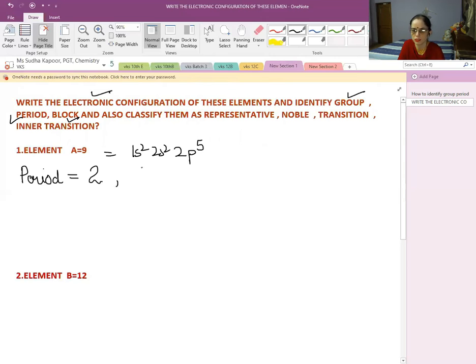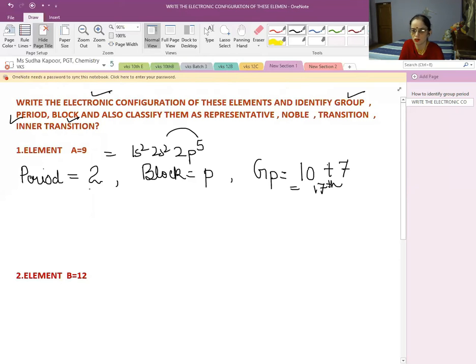Then we move towards the block. The block is decided by where the last electron enters the orbital, that is the p block. When we talk about the group, for a p block element the group number is equal to 10 plus valence electrons. Valence electrons are 2 plus 5, that is 7. So it will be the 17th group element.